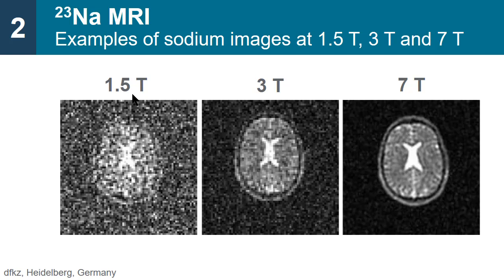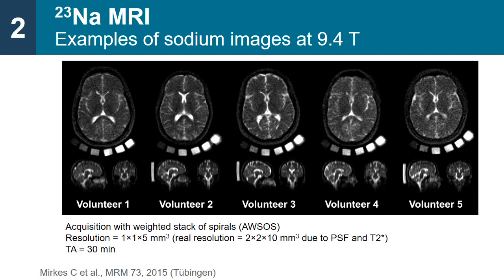This is an example from Heidelberg. You see the same sequence applied at 1.5T, 3T and 7T on sodium in the brain. You see a big increase at 7T; 3T is still decent, but 7T is pretty good for sodium. And here are some other images from Tübingen, where they imaged sodium in the brain at 9.4 Tesla with a very nice theoretical resolution of 1.1 by 1 by 5 in 30 minutes. And you can see some very nice features already.